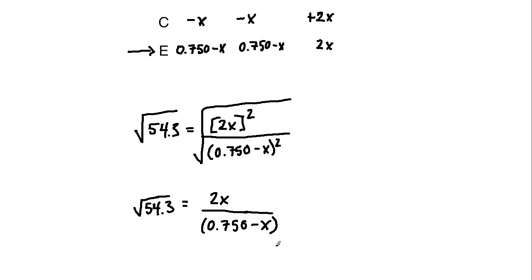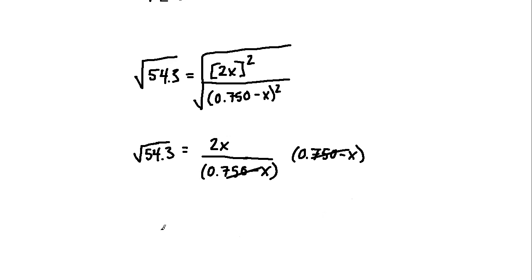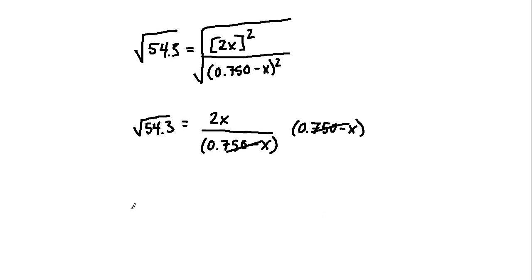Okay, so now here is a more simplified version of this. In order to start simplifying it further, or to start solving for x, we're going to multiply each side by that denominator expression. So we'll get rid of it over here by multiplying this side and eliminating that. And then we are going to distribute the square root of 54.3.